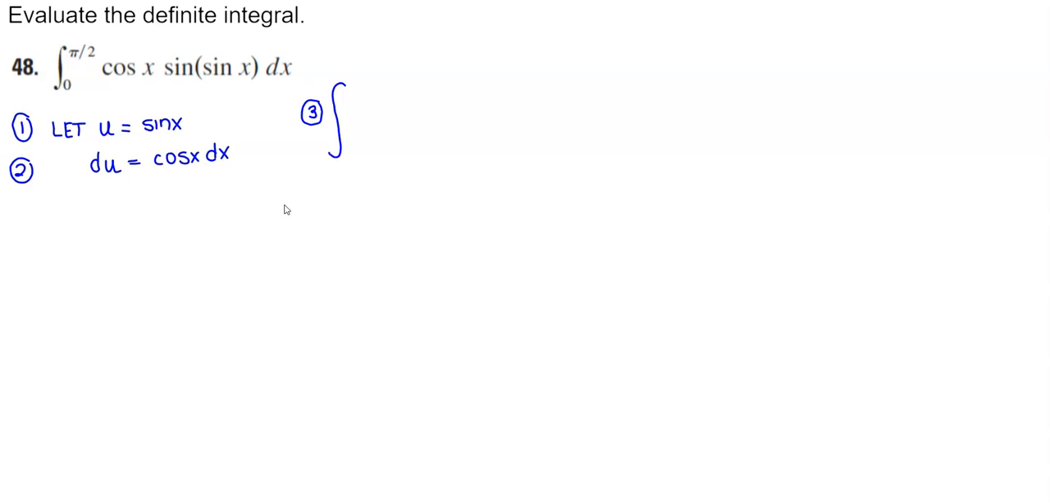So we know again that our lower limit is 0, our upper limit is pi over 2, and then we have the sine of the sine of x times the cosine of x dx. And now let's go ahead and use our substitution. We know that the sine of x is u, so we have the sine of u times, well, the cosine of x dx is equal to du.